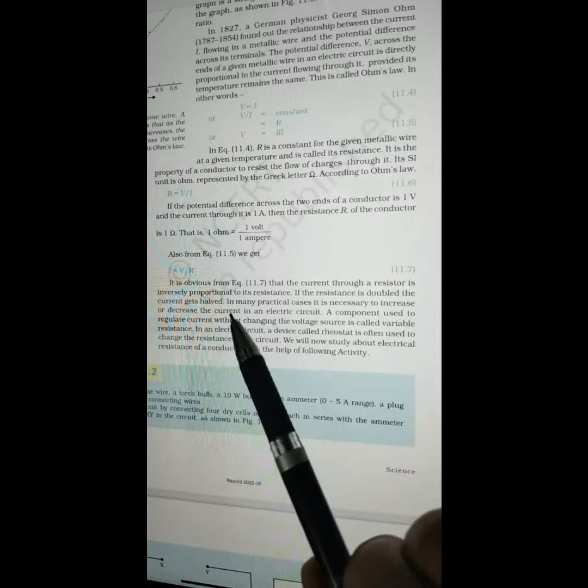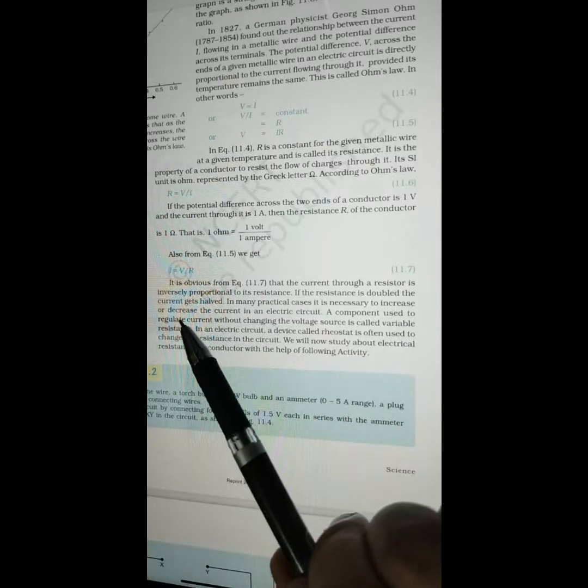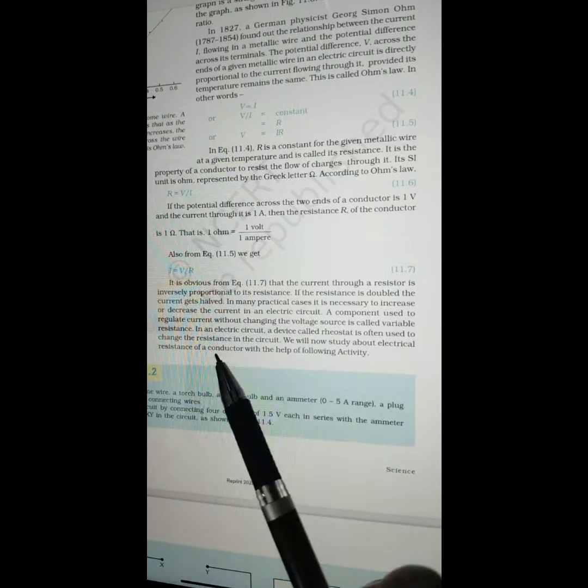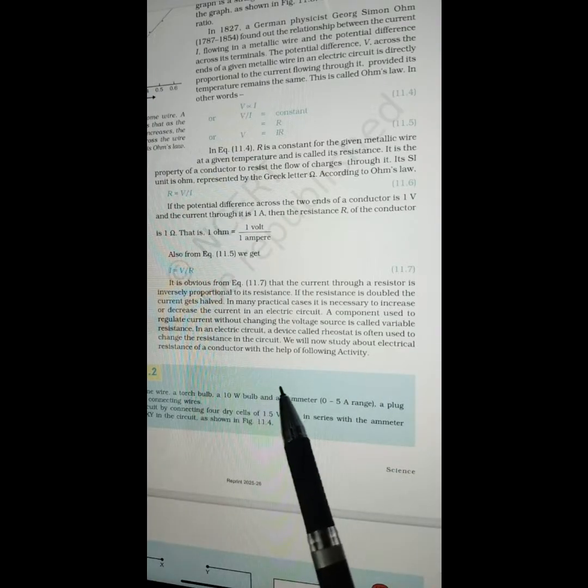It is obvious from equation 11.7 that the current through a resistor is inversely proportional to its resistance. If the resistance is doubled, the current gets halved. In many practical cases, it is necessary to increase or decrease the current in an electric circuit. A component used to regulate current without changing the voltage source is called a variable resistance. In an electric circuit, a device called a rheostat is often used to change the resistance in the circuit.